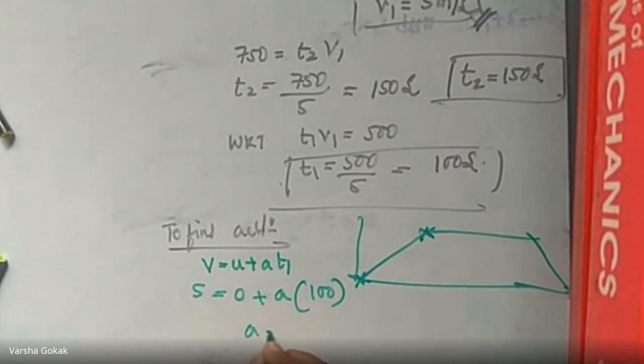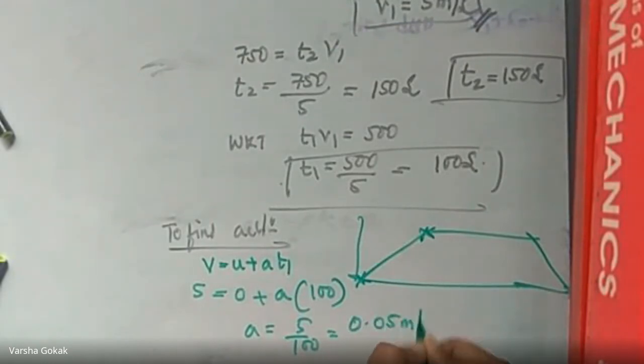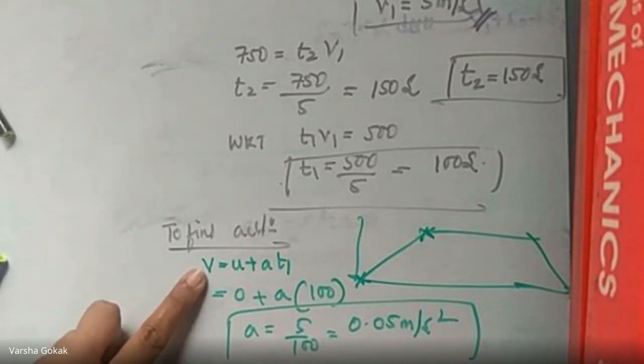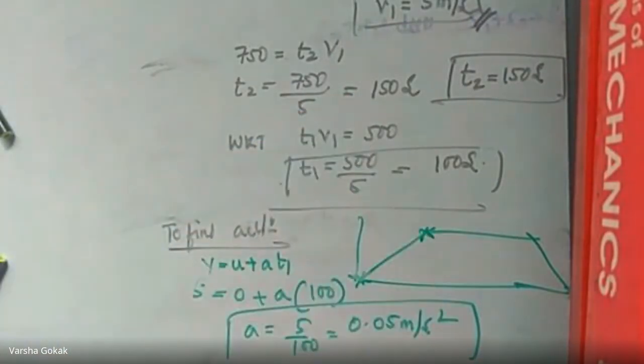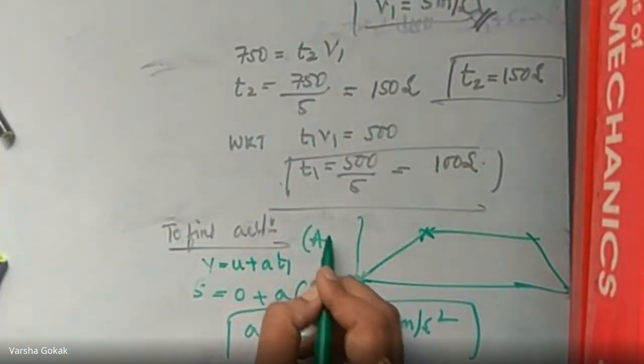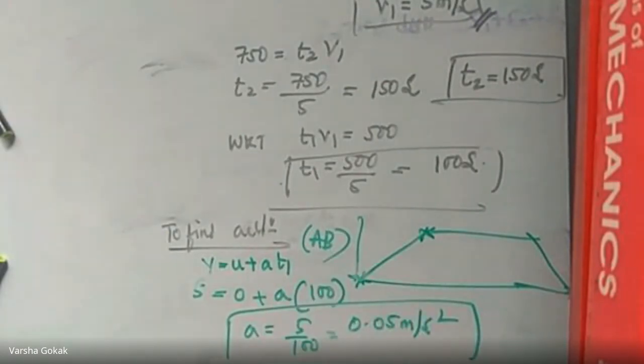Correct? From here I get the acceleration. That is going to be how much? 5 divided by 100. That makes it 0.05 meter per second square. I will apply this equation for the first motion, that is A to B. Okay, we get the acceleration here.